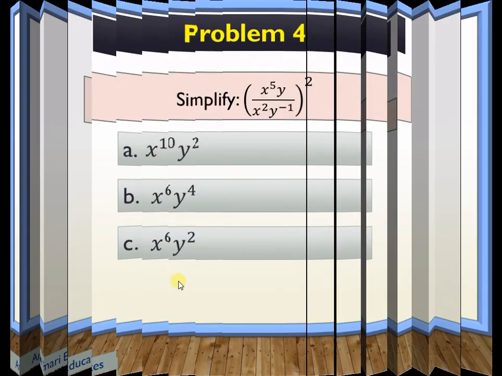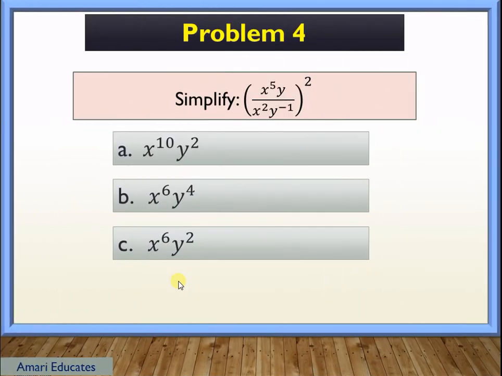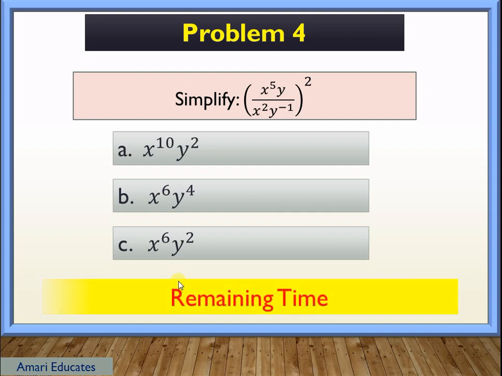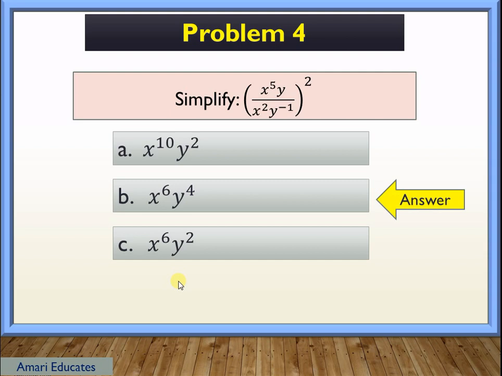Next, the quantity x to the 5th y all over x squared y to the negative 1 raised to 2. Let us start the time. And the time is up. The correct answer is x to the 6th, y to the 4th. Okay?